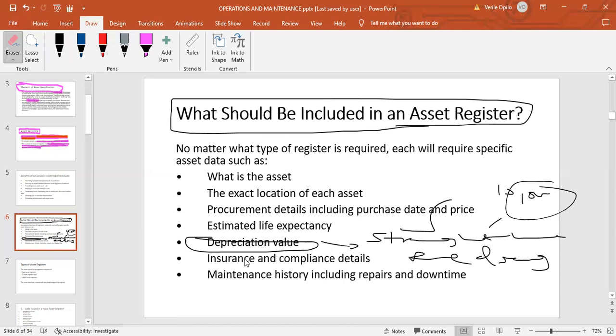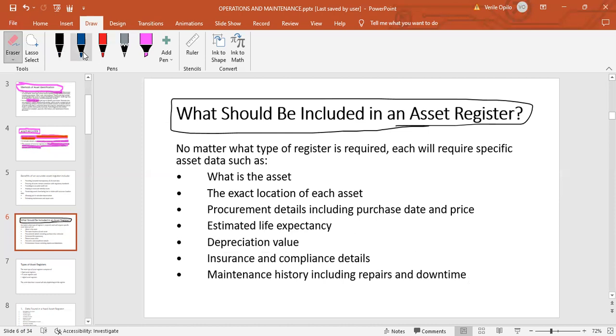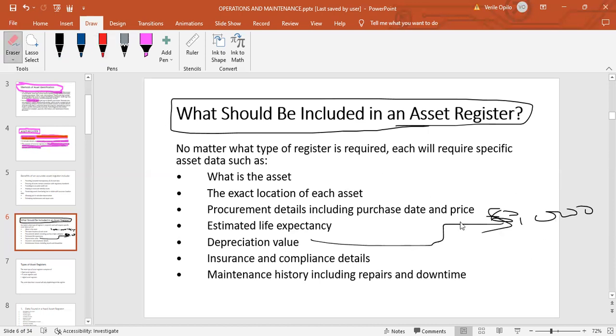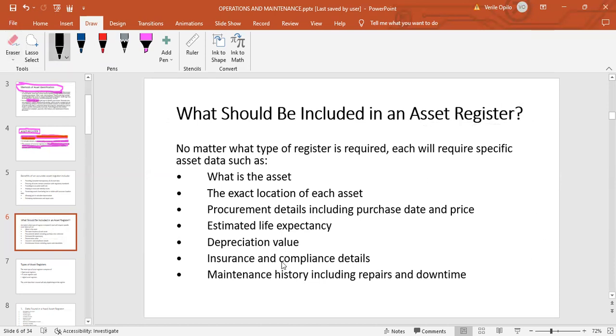So you provide again those details so that someone can see if this is the cost at which the asset was bought. So we bought the asset at 100,000 shillings. You have depreciated it so far by 40,000 shillings, or it has lost value by 40,000 shillings. Then it means that now the remaining net book value of the asset is equal to 60,000 shillings. So provide those details so that someone can just get an overview of the asset and its performance. Then also you can include details about insurance and compliance details.